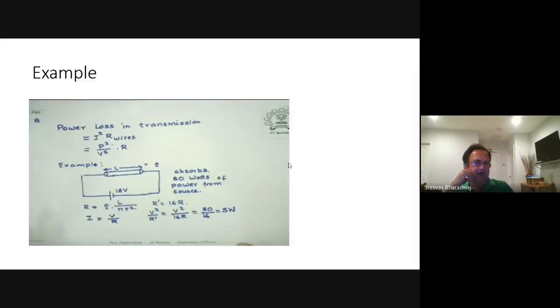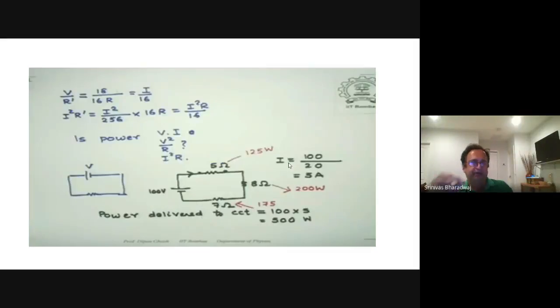So understand the dynamics of power. V is equal to IR, right? Here you have only one resistor. So what is the power? V times I, or V squared by R, or I squared R. So you calculate the current and then you do one of these things.